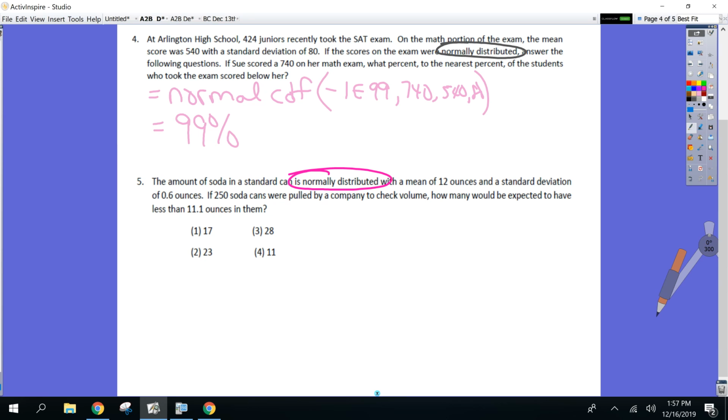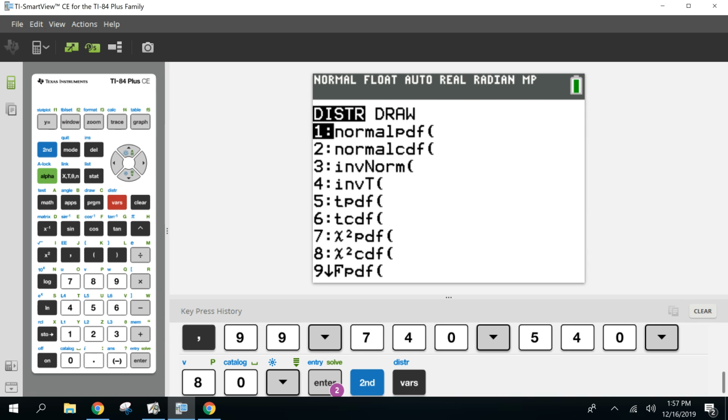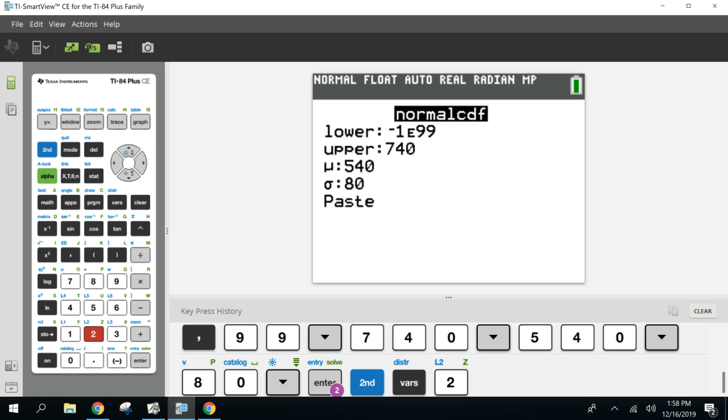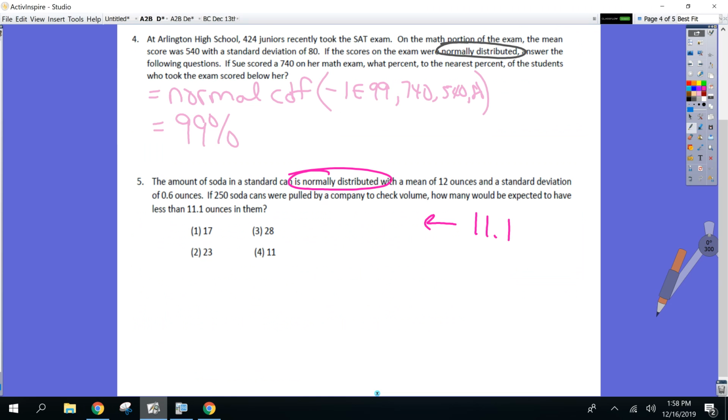All right, what's my range here? In your own words, what's my range here? From what to what? This and above, this and below. Okay, so 11.1 and below. That's my range. Good? Okay. I'm going to turn this over to you guys now once I go to second VARS myself. Normal CDF. Okay, lower bound. What are you plugging in for the lower bound?